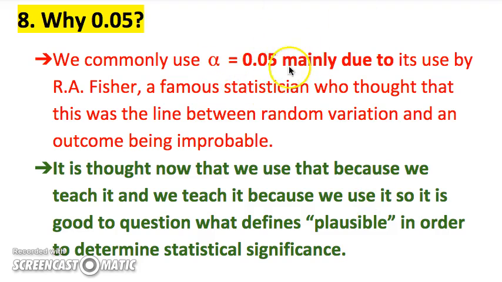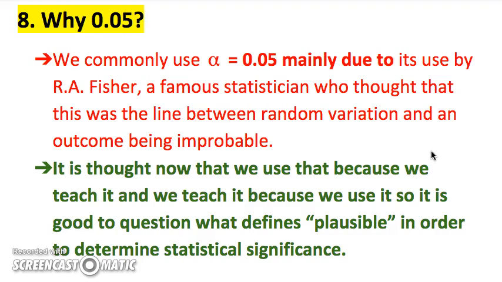Now, we oftentimes use 0.05 due to its use by one famous statistician. However, this is up for debate. I was just reading an article about how many people think we use it in science because it's taught, and we teach it because it's used. So it's a good question to say that's a 1 in 20 chance, and less than that's not plausible. It's kind of due to practice, but that's up in the air.